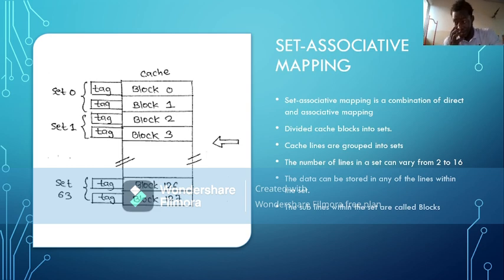So I want to end here and leave the rest to my group members so that they can briefly explain the rest of the set associative mapping.